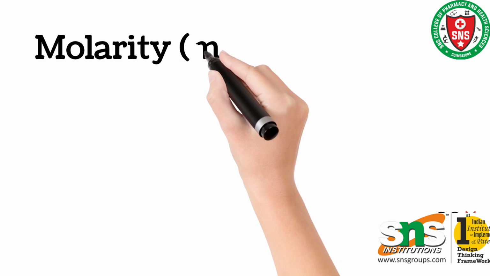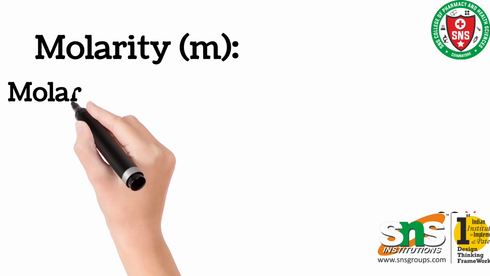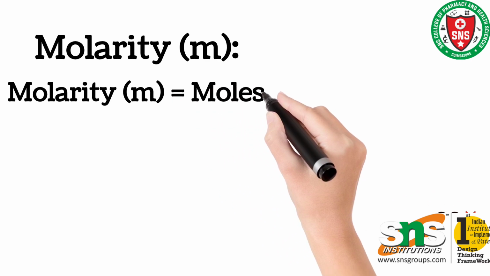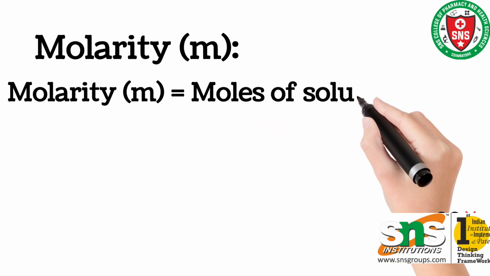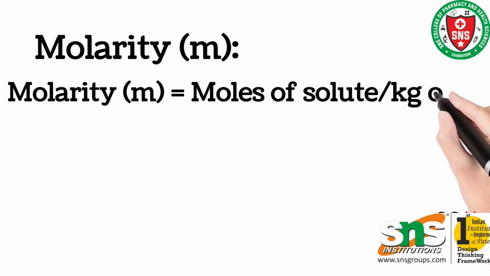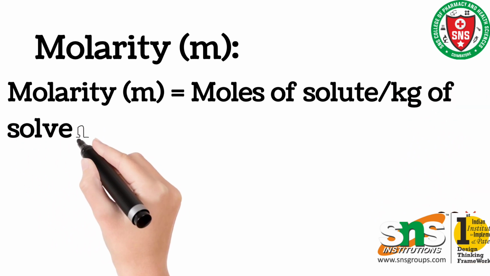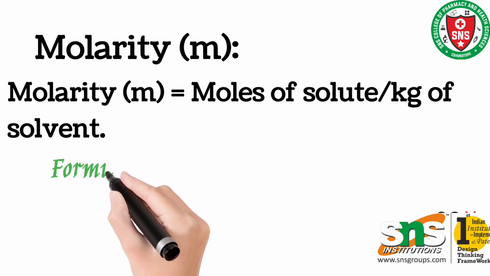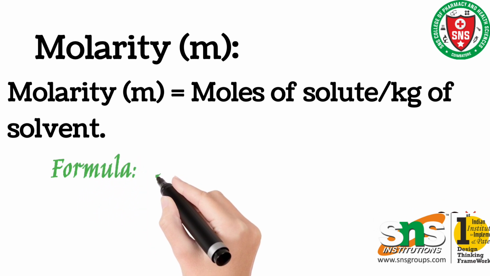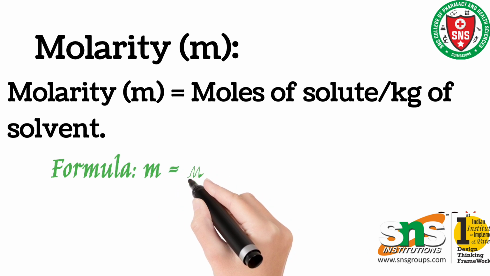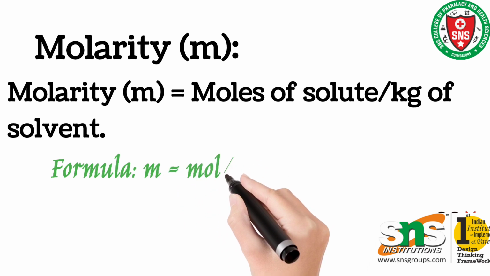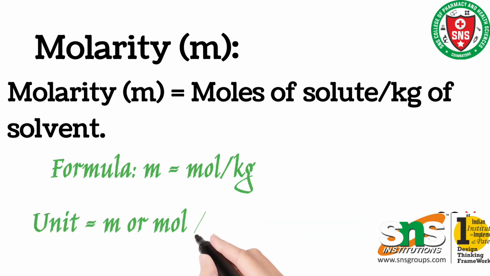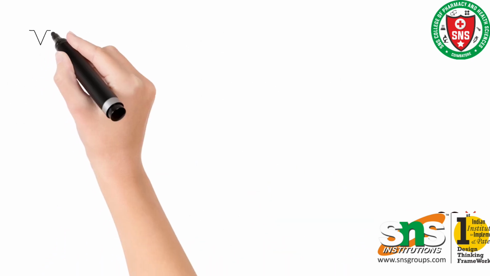Now coming to the molality. Molality is expressed as a small m, and it is defined as the amount of substance dissolved in a certain mass of solvent, that is moles of solute per kilogram of solvent. The equation is moles of solute divided by kilograms of solvent, and the unit of molality is mole per kg.